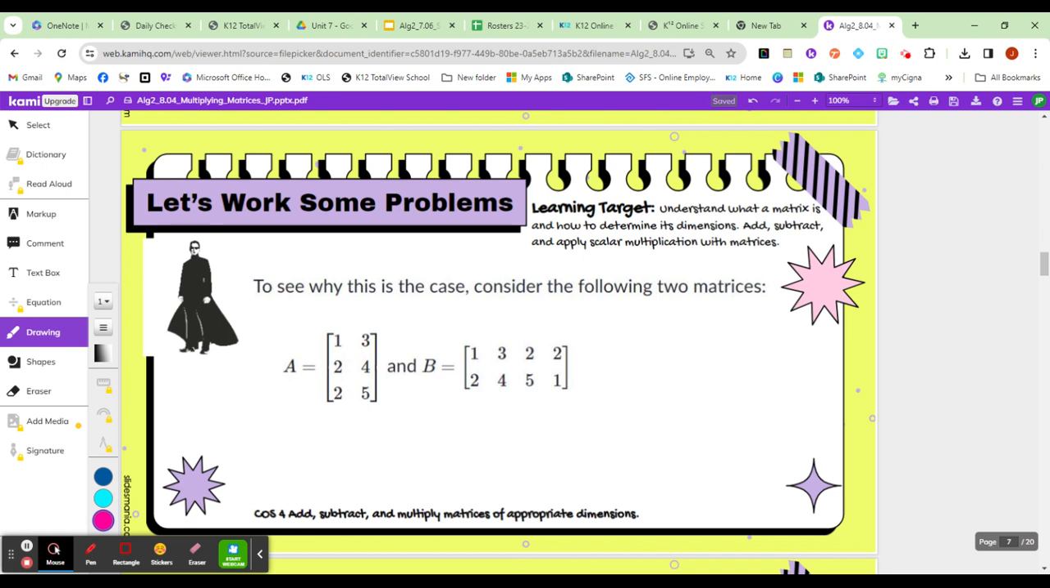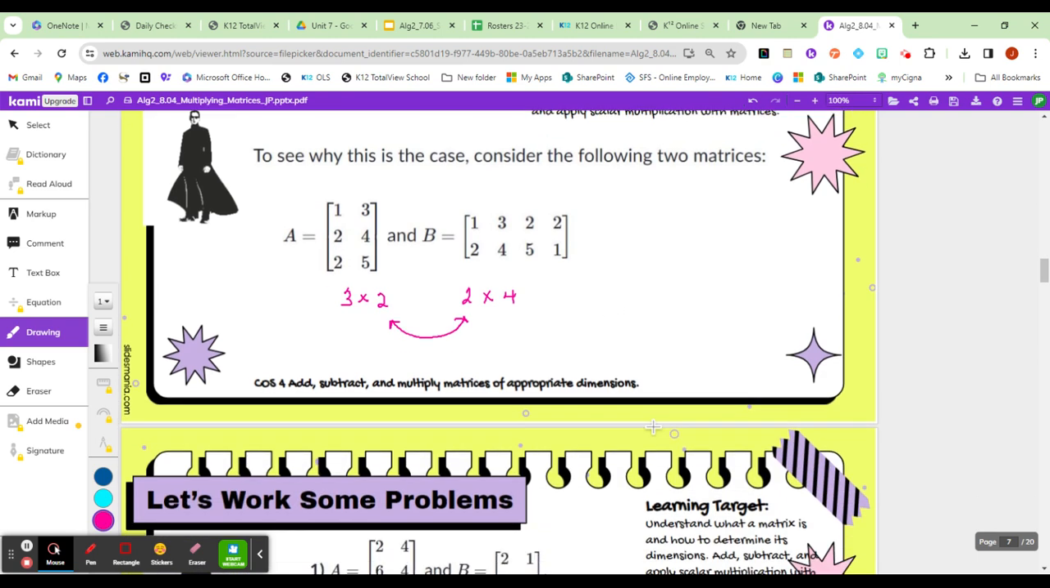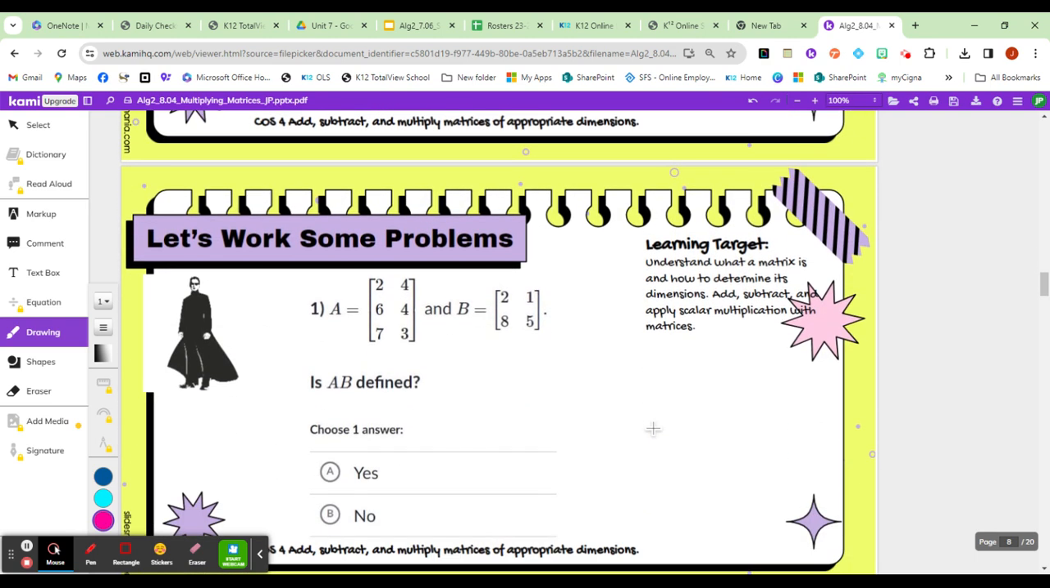it says to see why this is the case, consider the following. Matrix A has 3 rows and 2 columns. Matrix B has 2 rows and 4 columns. So it would be possible to multiply these. And I promise the way that you multiply is extremely unusual. So if you didn't actually read through the OHS and see how to multiply, then you're probably struggling with this section.